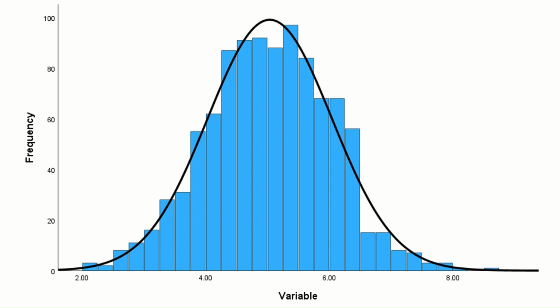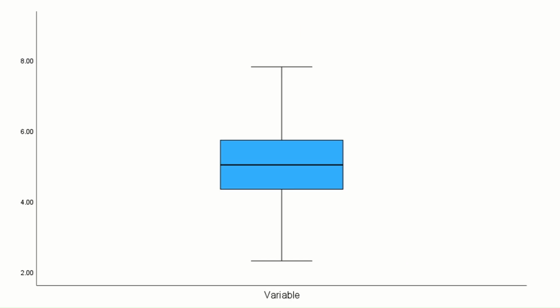The next graph here shows a histogram to visualize whether the data are normally distributed. And a curve is fitted to the data in the shape of a bell-shaped curve. The histogram will display whether the data are normally distributed or not.